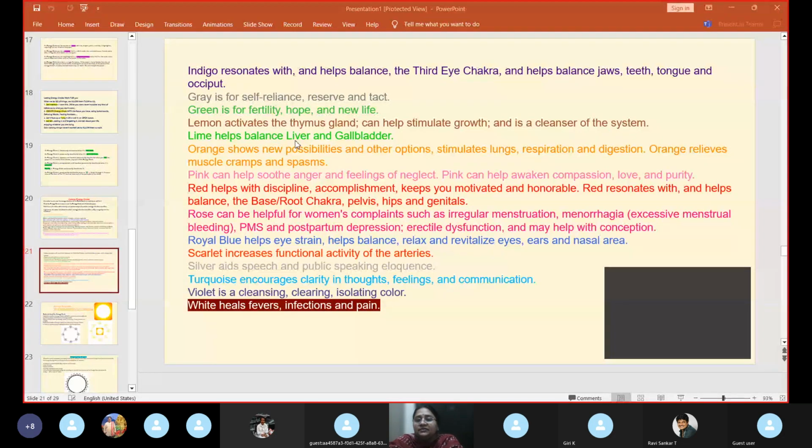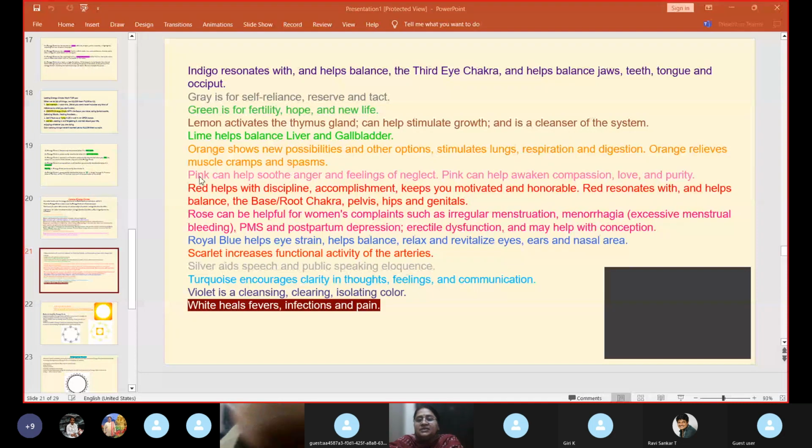So lime balances the liver and the gallbladder. Orange is used to get our desires fulfilled. That means it will help us achieve new possibilities and other options. Along with that, it will work on our lungs, our respiratory activities, and our digestive activities. It will also reduce the cramps and the spasms.